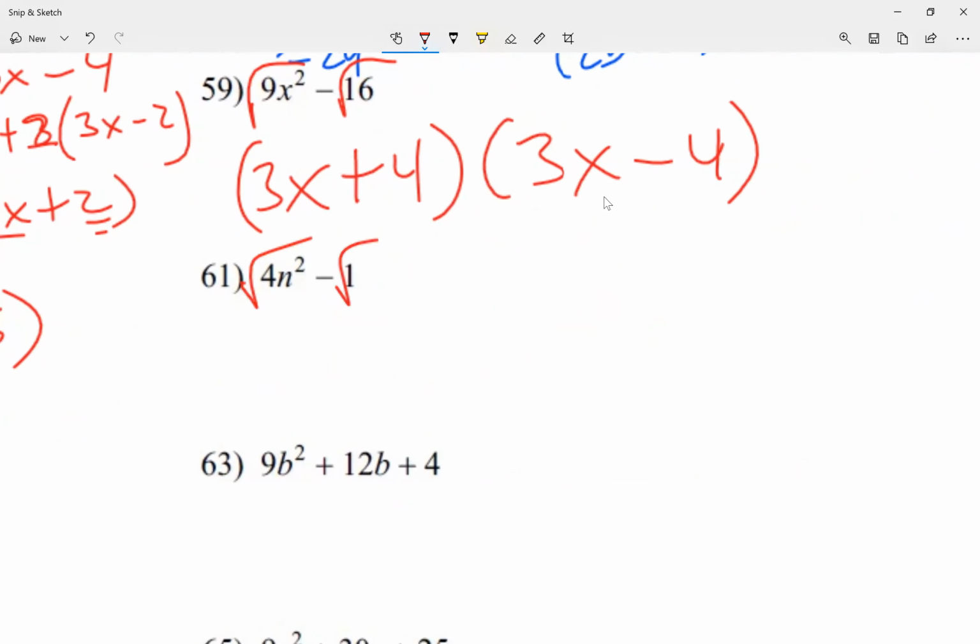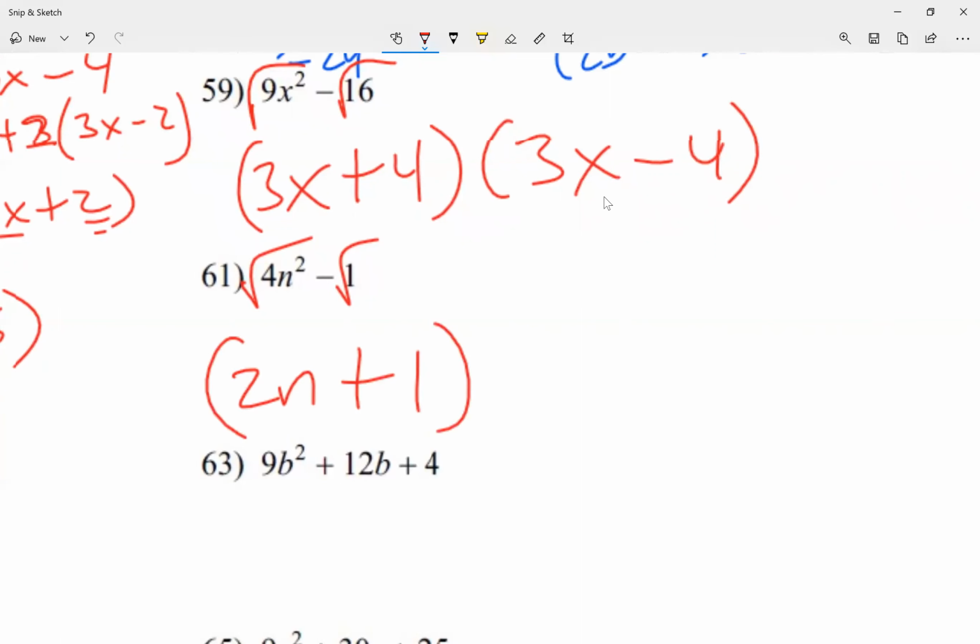Let me do the square root on each. The square root of 4n squared is 2n. The square root of 1 is 1. So my parentheses, one of them is going to be 2n plus 1, and the other one is going to be 2n minus 1.